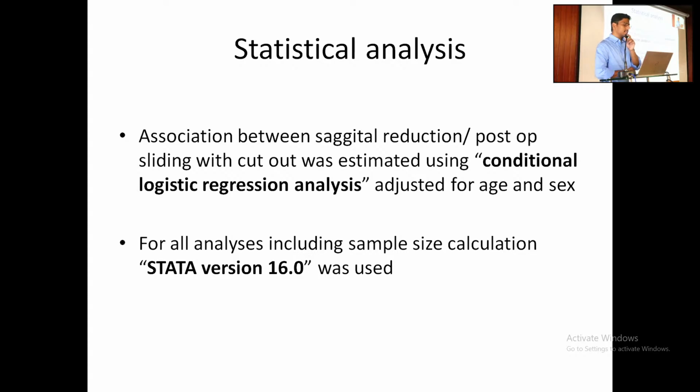Coming to statistical analysis, the association of sagittal reduction, that is anterior malrotation, and post-op sliding with cutout was estimated using conditional logistic regression analysis adjusted for age and sex. The software they used is Stata version 16.0.